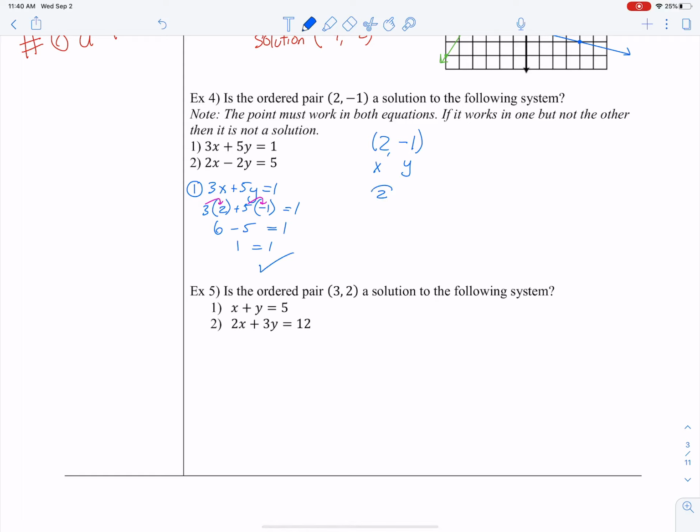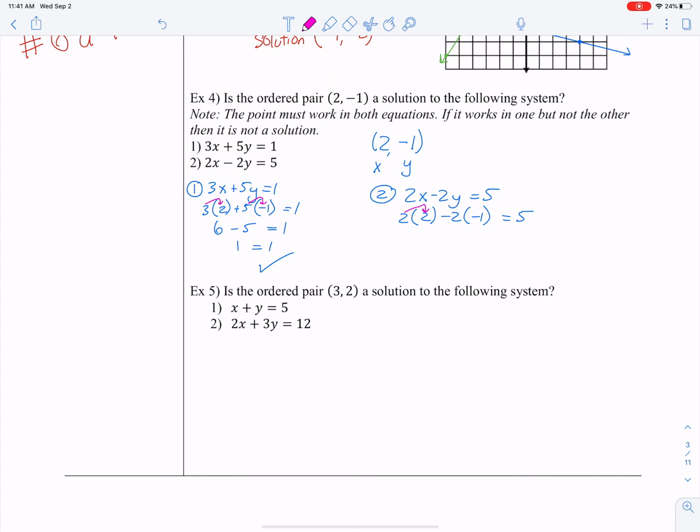So now we can try our second equation. If you fail on the first equation, you do not need to continue. But if it passes, then you need to check the second one. 2x minus 2y is equal to 5. So I'm going to put my x and y values in again. Here, x is 2, and my y is minus 1. Is equal to 5.